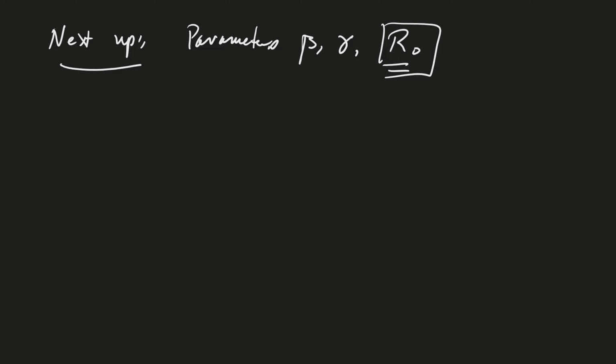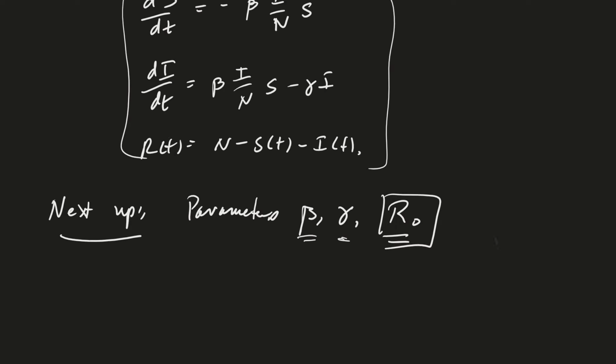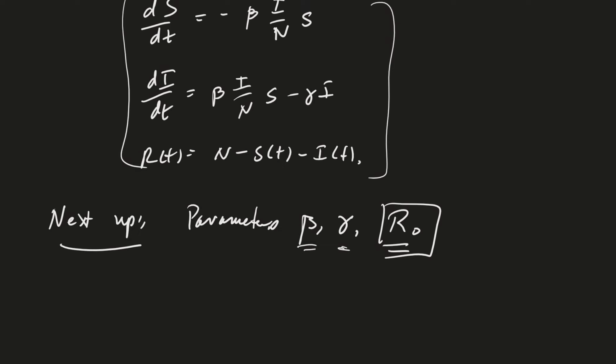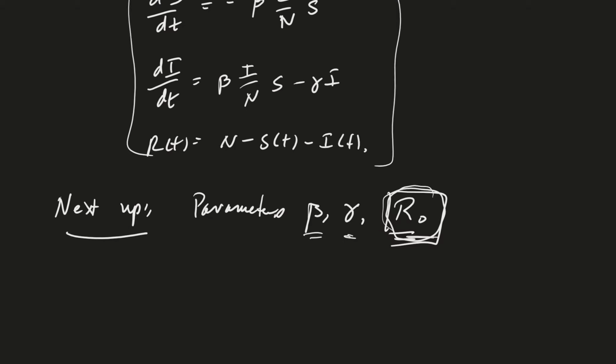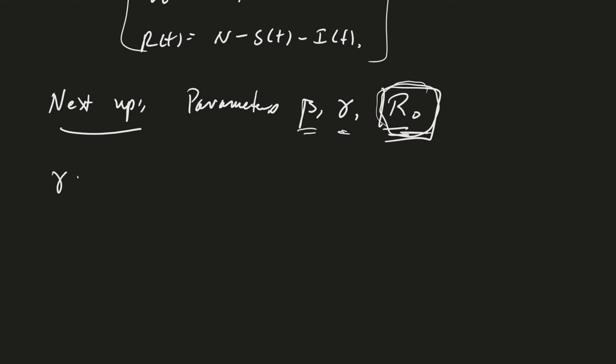So what I wanted to do in this video was talk about some of the parameters that you're looking at here, the beta and the gamma. There's only the two here, but then there's a parameter that's always discussed in the news, and that is this R0. So let's see where these come from. The value of gamma is actually going to be the average period of infectiousness, the average period of infection.